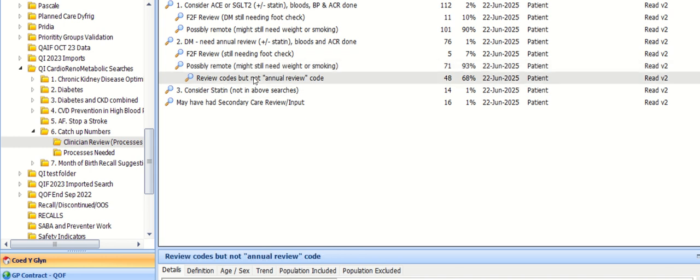So I'm picking up the people here who may well have had, for all intents and purposes, an annual review, and you might want to review that manually and decide if they do need reviewing or not, or whether they actually have had a clinician look at them and their management's appropriate.